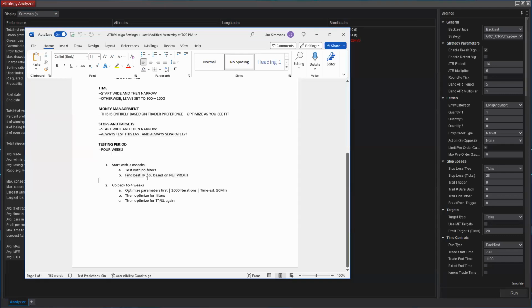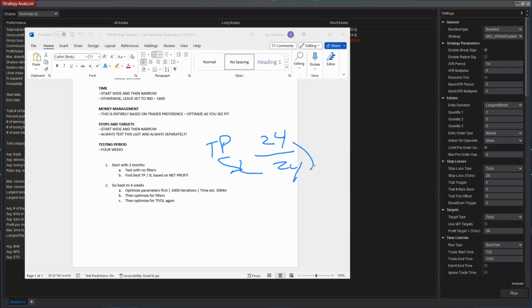Whenever you're testing stop loss and targets, you always want to test based on net profit. So you want to go in here to the optimization and change it to net profit. And we're going to go through the process together too, just so you can see it in action. Once you have your starting point for the take profit and your stop loss, let's say we're just going to use generic numbers. Let's say it's 24 and 24. Those are your numbers.